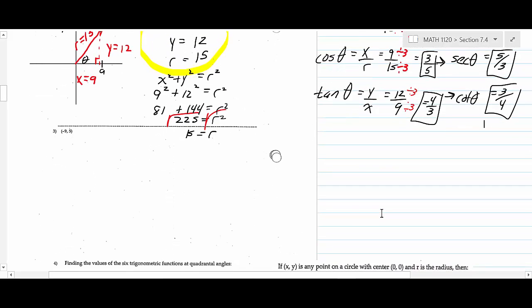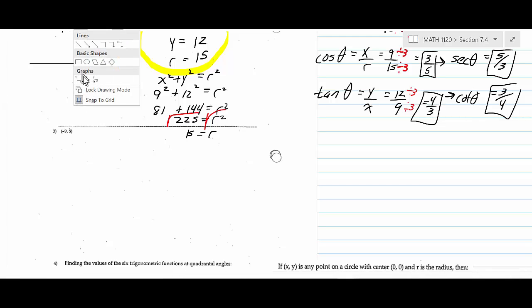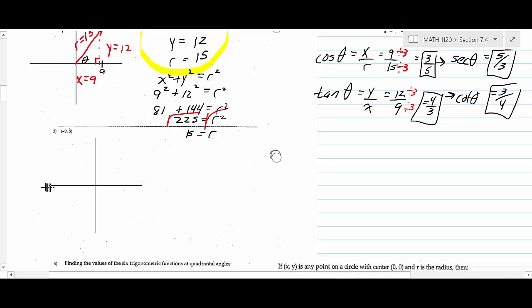I'm going to help you start this, and then I'll let you finish it up. So again, let's do a diagram. When you're doing your homework, you don't have to do a diagram. You find x, y, and r, and you plug into your formula. What quadrant is this point in?